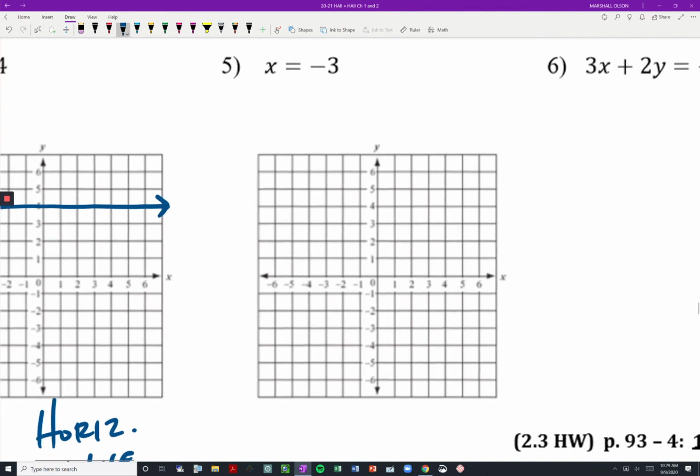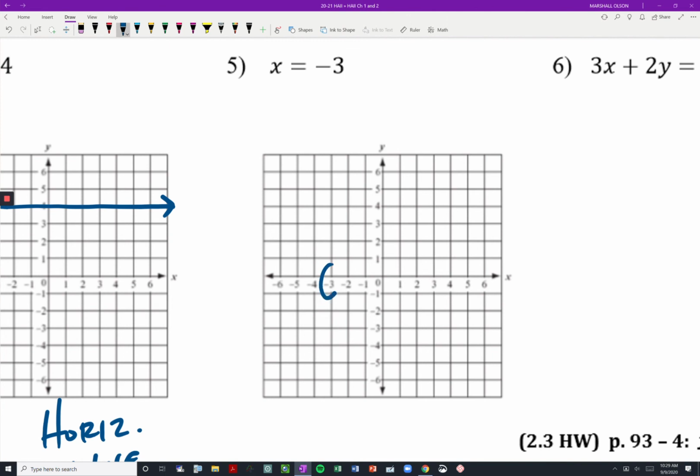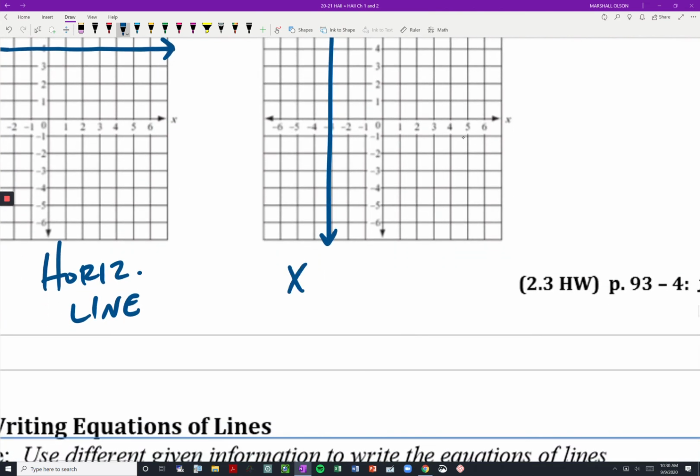So we have x equals negative 3 here. It's going to go through negative 3 on the x-axis, but not like this. Okay, it's going to be going perpendicular to that axis so that every x value is negative 3. So if you have x equals a number, then you have a vertical line.